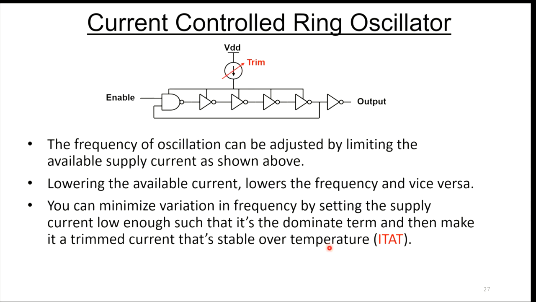Then if you make this current a trimmed current and you make it stable over temperature, then we call that an ITAP current. It's sensitive to absolute temperature. You can get a pretty decent trimmed frequency over temperature using this technique. So just to let you know, there's a possible way of trimming a ring oscillator.